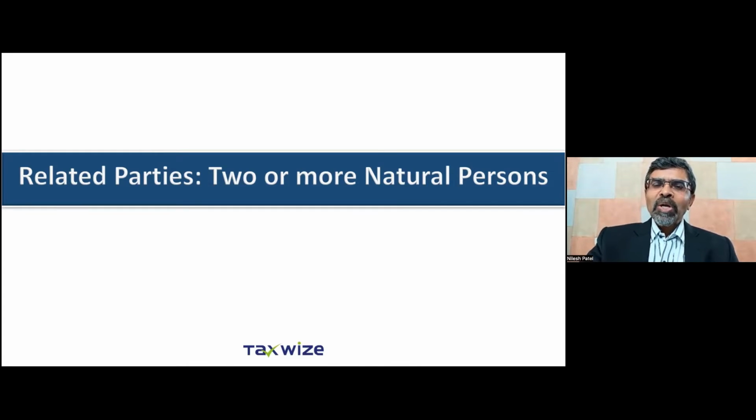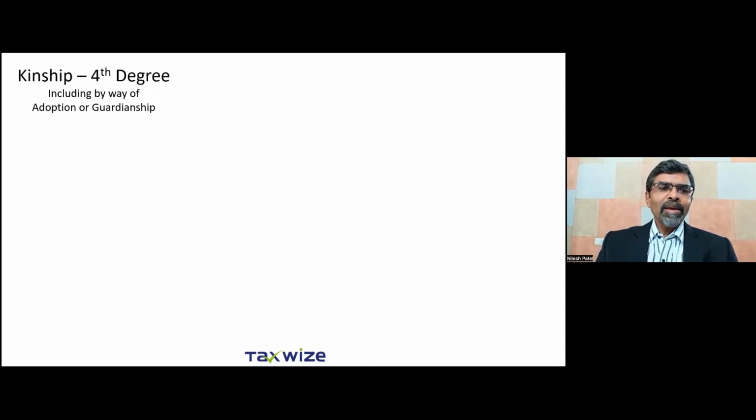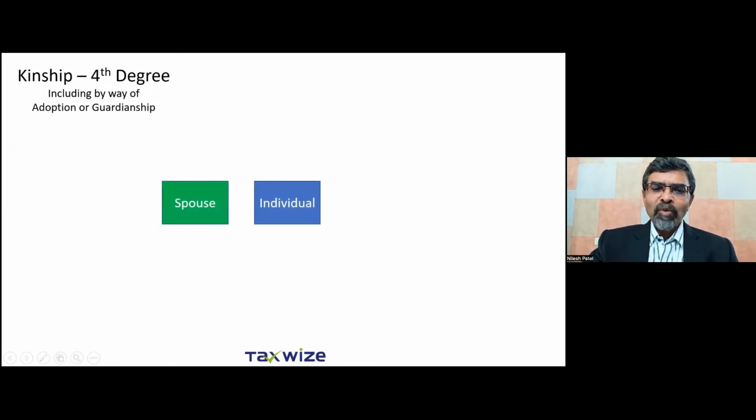Let me show what I mean by this. Now here are parties which are related to a natural person or an individual by the fourth degree of kinship, including by way of adoption or guardianship. Here is the individual, the spouse, the individual's parents, and the individual's children. They are related to the individual by the first degree of kinship. Kinship means by birth.